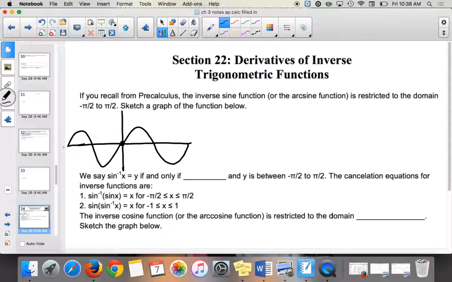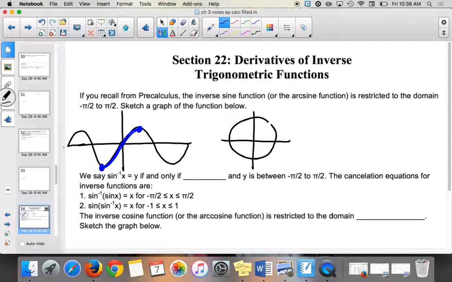So instead, we restrict the domain. So we instead think of it from here to here, and then it is one-to-one. Okay, and then we have the inverse of it. You could graph the inverse of it by switching all your x's and y's. We're not going to graph the inverse. We'll just kind of talk about sine. So that's the sine function.